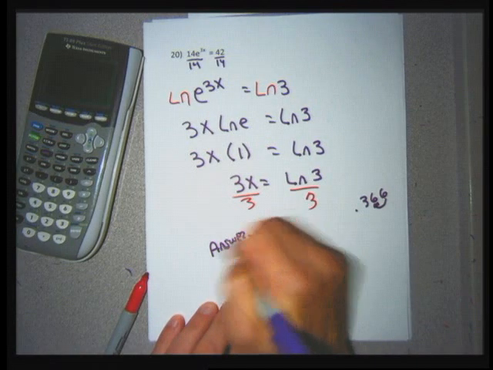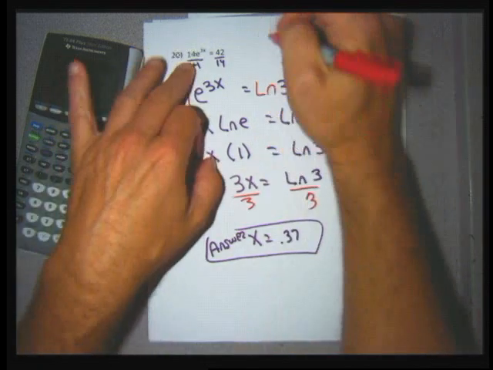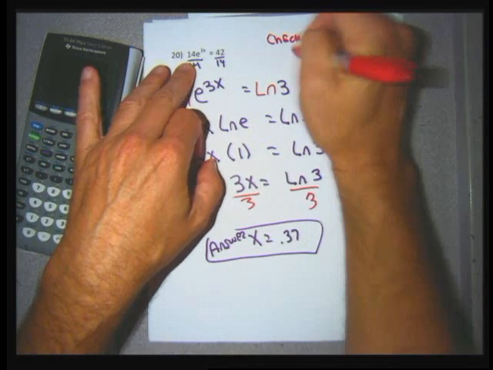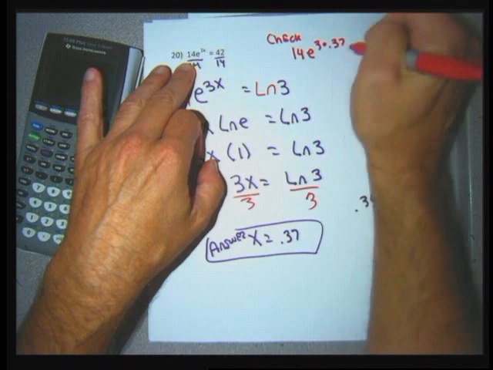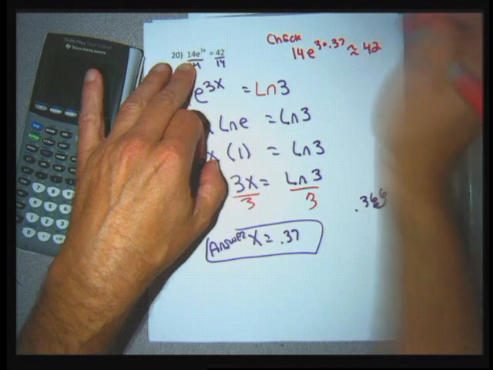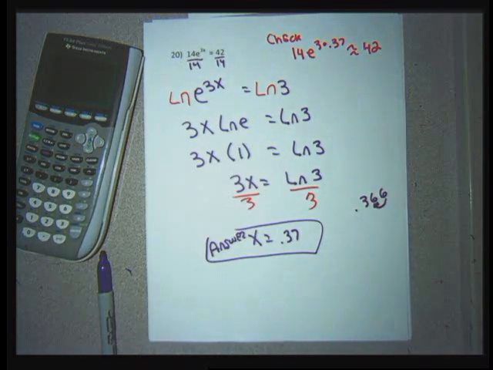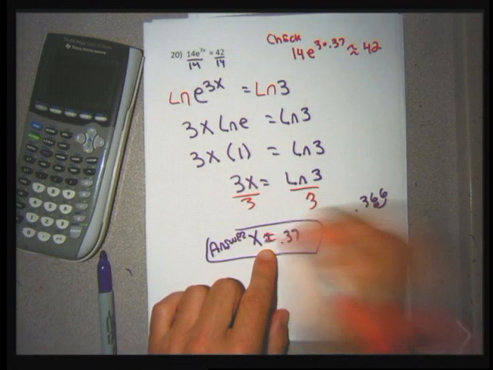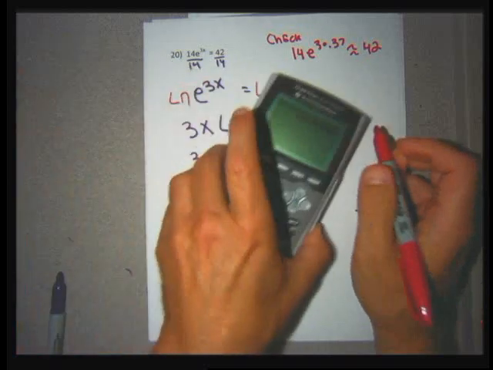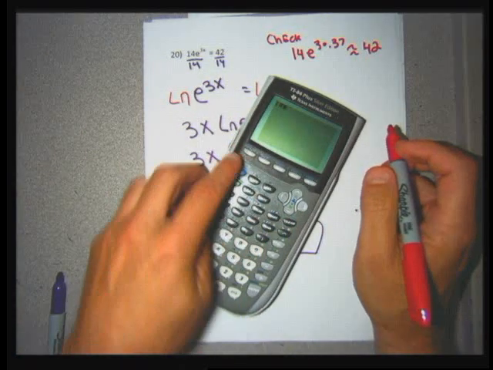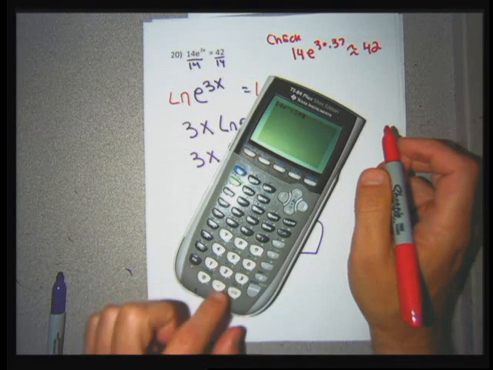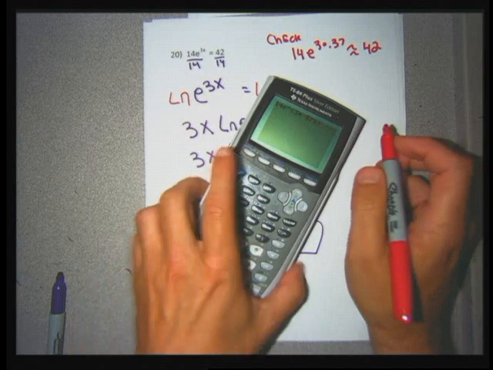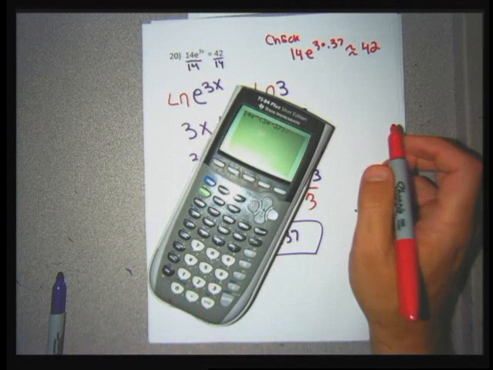And then I'm going to check. The checking is going to be going up into the original problem and going 14 times e to the 3 times 0.37 and seeing if that comes out to be close to 42. It doesn't have to be perfectly 42. 41.9 or 42.1 would be close enough because this is a rounded answer. My answer probably should also have that squiggly because it's rounded. So let me try to check. I'm going to go 14 and then second ln to get the e. And then the exponent is 3 times 0.37.